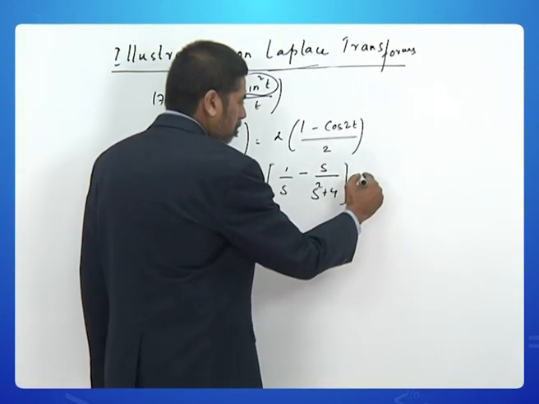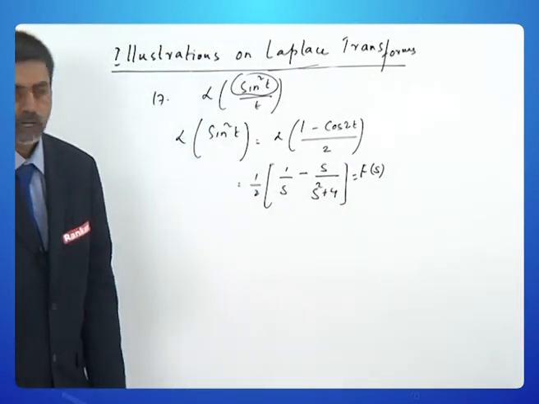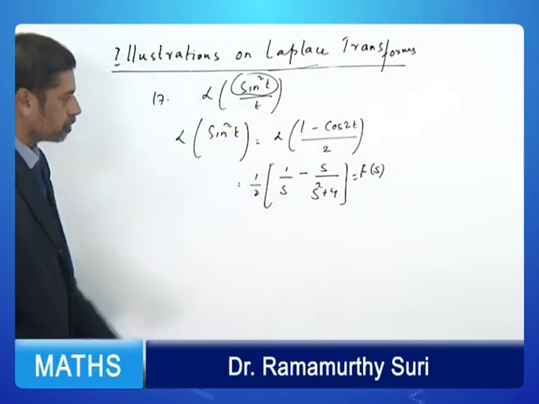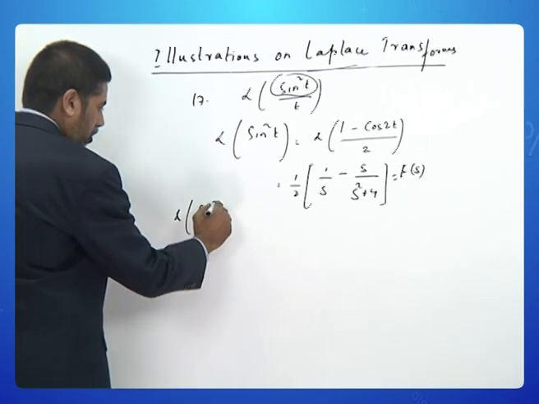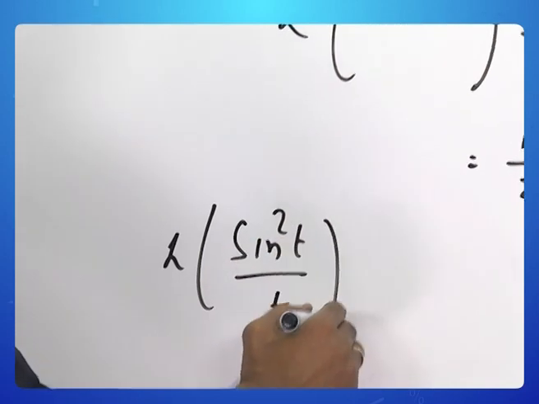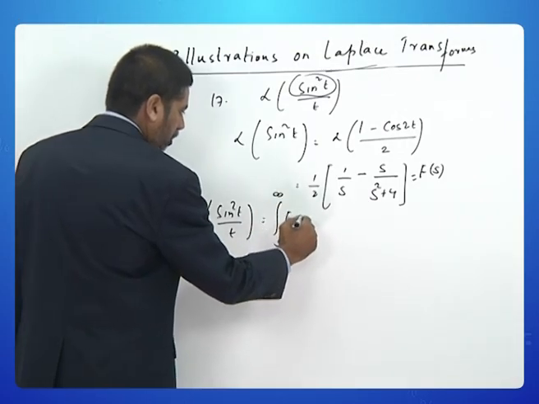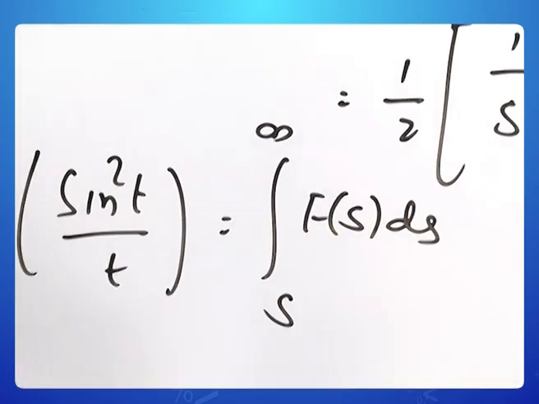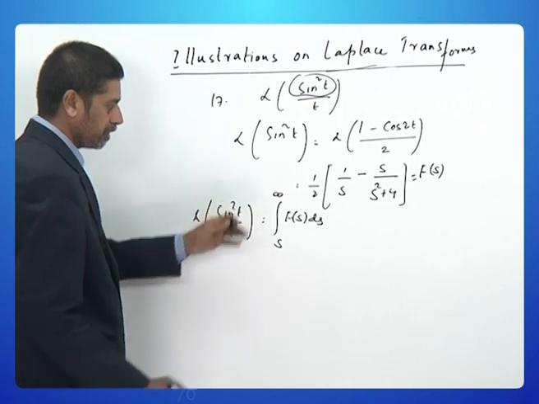We will call this f of s. Now we are ready to apply the division rule. So Laplace of sine square t by t is integral from s to infinity f of s ds. So you will integrate this within the limits s to infinity.